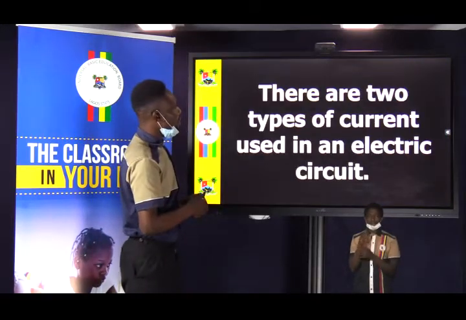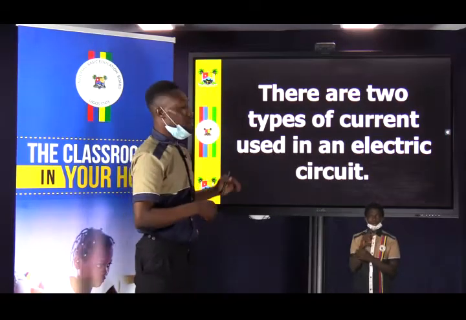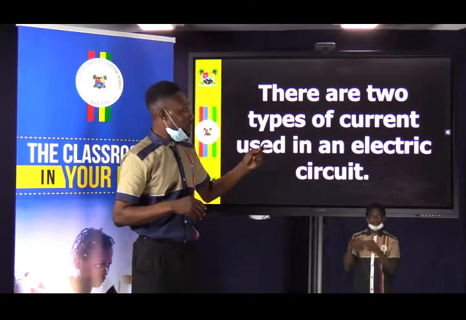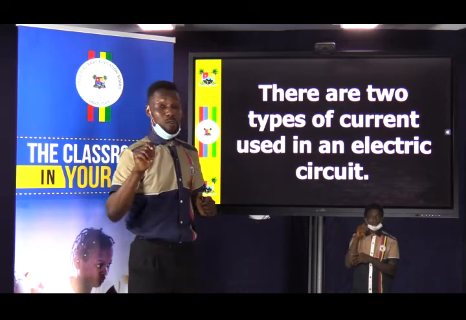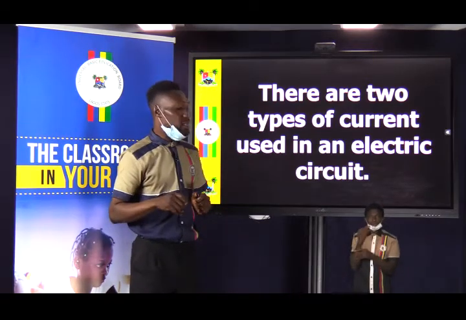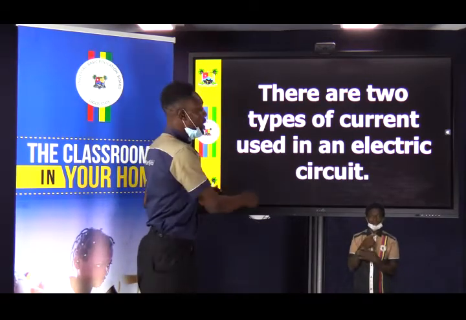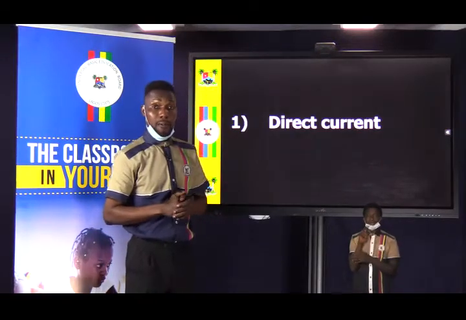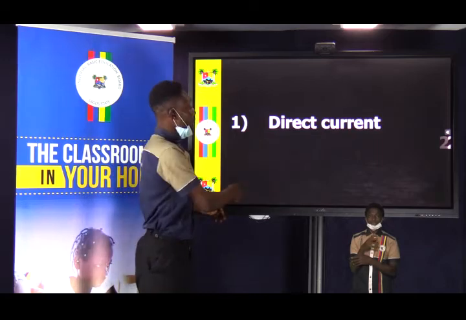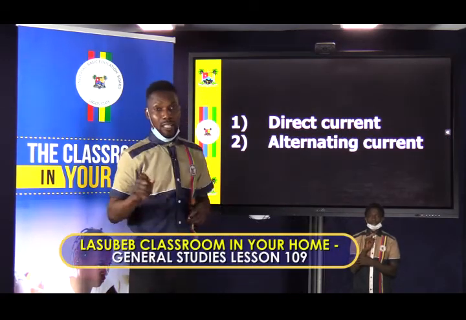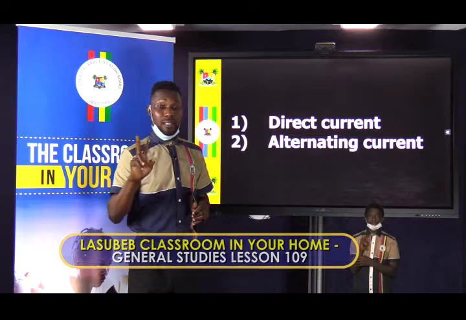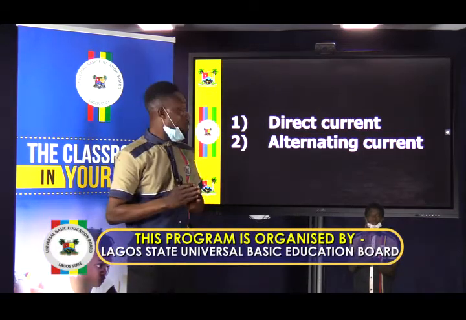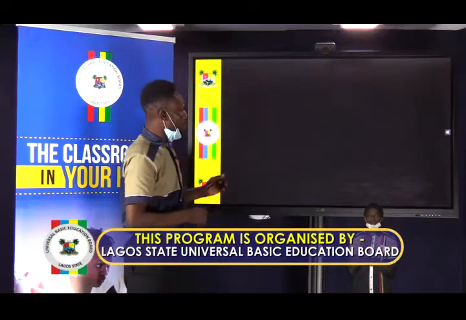Now let's look at types of electric current. Talking about electricity, we are talking about electric current, and we have two types of current using electric circuits. What are the two types? The first one is direct current. Say that. And the second one is alternating current. These are the two types of electric current that we have: direct current and alternating current.